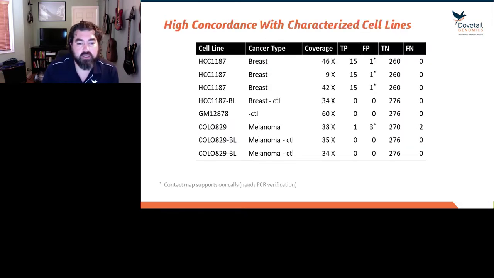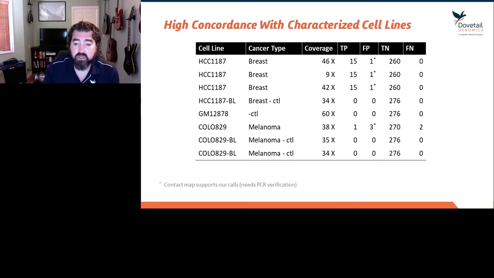And so what we've done is we've tried this with a number of different cell lines at a number of different sequencing depths. So we're looking at different cell lines, between breast cancer with HCC 1187 and melanoma in colo 829. And then we also have some negative controls with the HCC 1187 BL line, the GM 12878 cell line, and then the BL cell line for the colo as well. And so even at different coverages, what we're able to do is capture all of the true positives that exist in these cell lines, and we have a very low false positive rate.